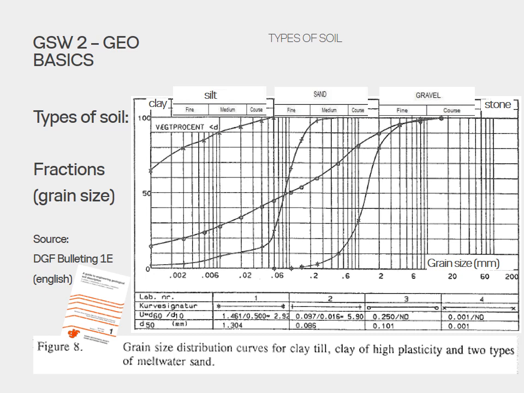In the Geotechnical Bulletin 1E, I also found this example of 4 grain size distribution curves. I have a curve for clay till, more commonly known as moraine clay. Also an example of clay of high plasticity, and 2 types of meltwater sand. I suggest you press pause on the video now and see if you can determine which curve belongs to which type of soil.